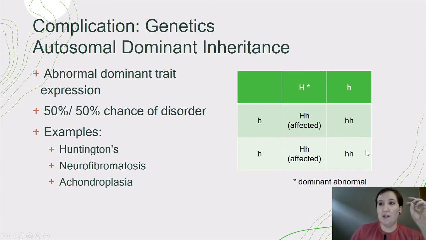These include Huntington's chorea, neurofibromatosis, which causes tumors to form on nerve tissue. Doesn't that sound lovely? Ooh, sounds so painful. And achondroplasia, which is the most common type of short-limbed dwarfism.